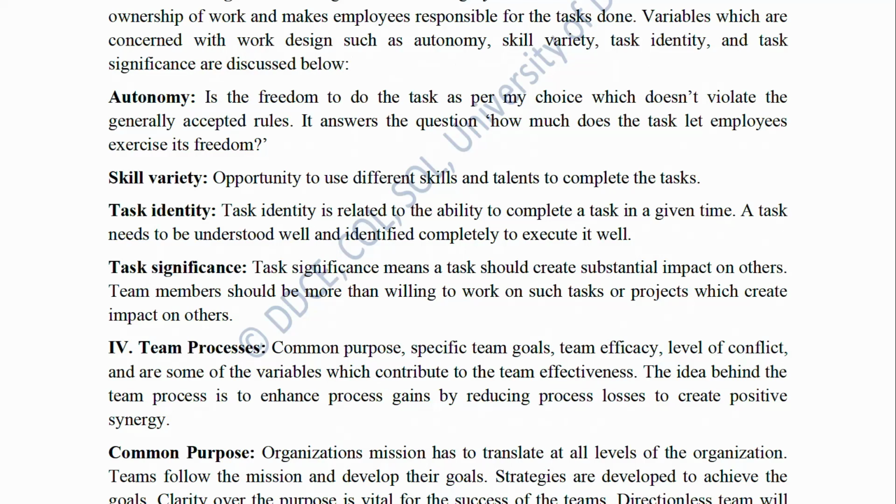Fourth, team processes. Common purpose, specific team goals, team efficacy, level of conflict, and others are some of the variables which contribute to team effectiveness. The idea behind the team process is to enhance process gains by reducing process losses to create positive synergy. Common purpose.